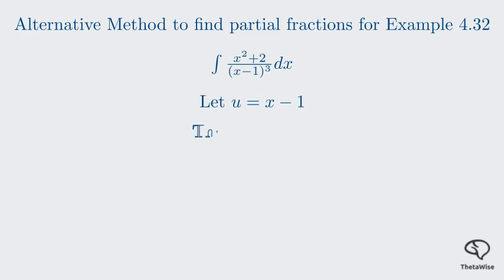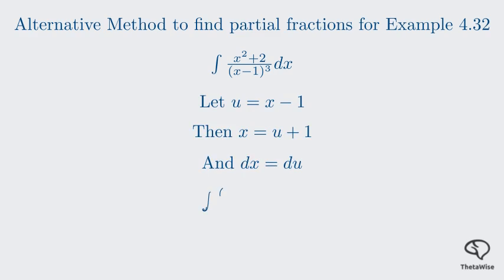Let's look at another alternative method for solving this problem. This method is called substitution, but it's a bit different from our previous one. This works especially well when the entire denominator is a single repeated linear factor. The key idea is to perform a substitution u equals x minus 1. This makes the denominator much simpler. If u equals x minus 1, then x equals u plus 1 and dx equals du.